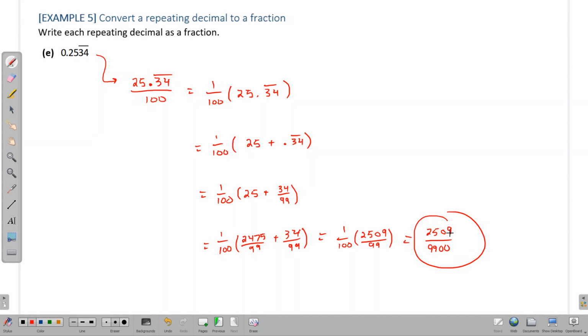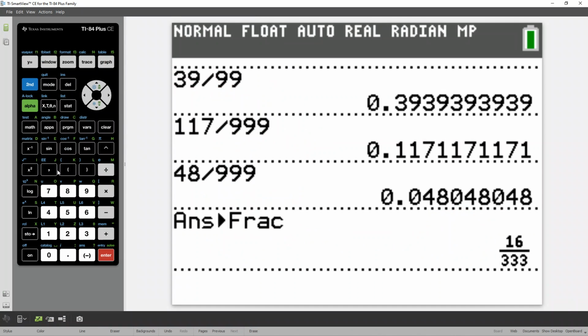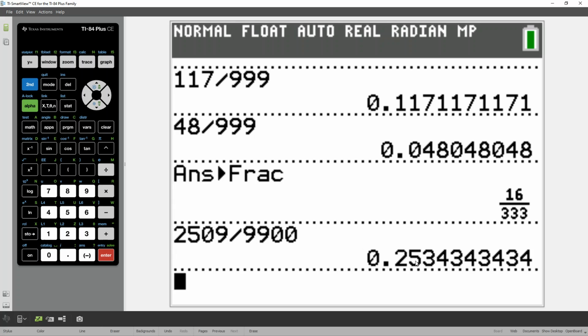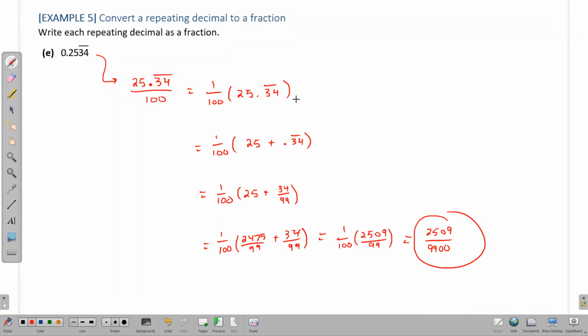And then you can obviously test this to see if it does actually give you that. So we've got 2509 divided by 9900. So we're looking for 25, and then it repeats 34, 34, 34, 34. So using that trick, you can then change any repeating decimal, no matter what it looks like. You can convert it into a fraction.